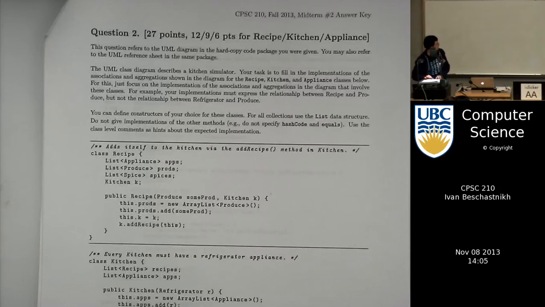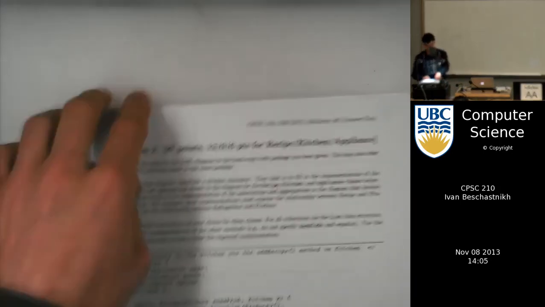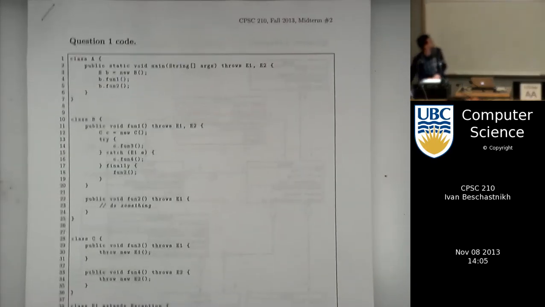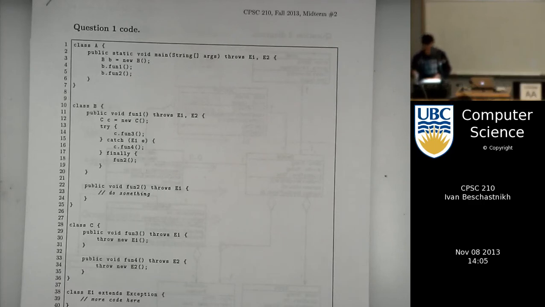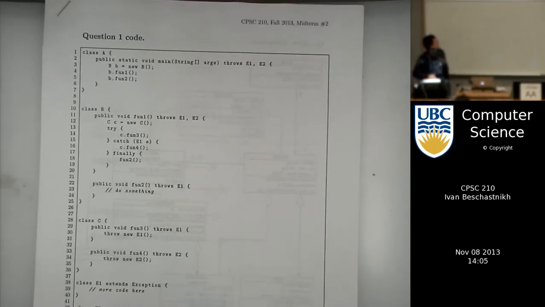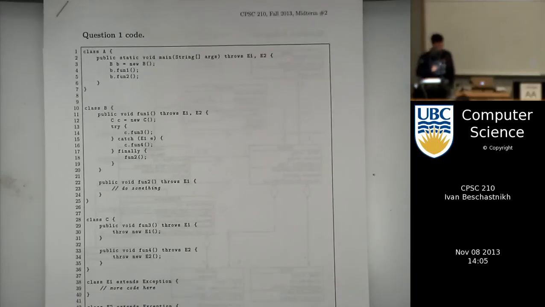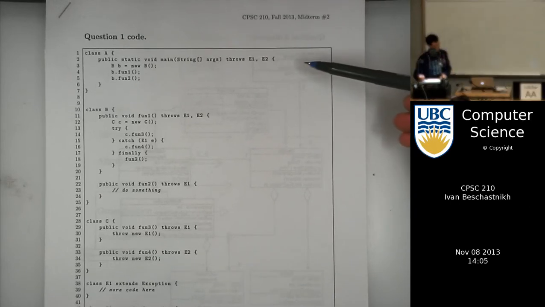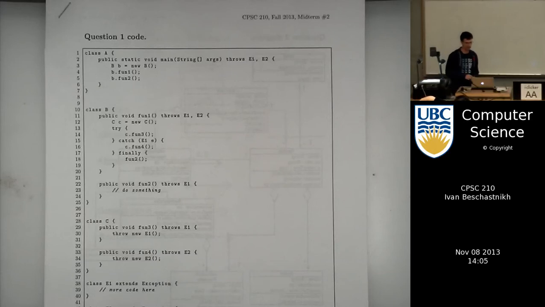So the very first question had to do with the following code that you were given. In the code you have 3 classes, A, B, and C. And you were told that your execution is going to start at the main method defined in class A, and then you were asked what would actually happen: which lines get executed, what exception is thrown, and so forth.